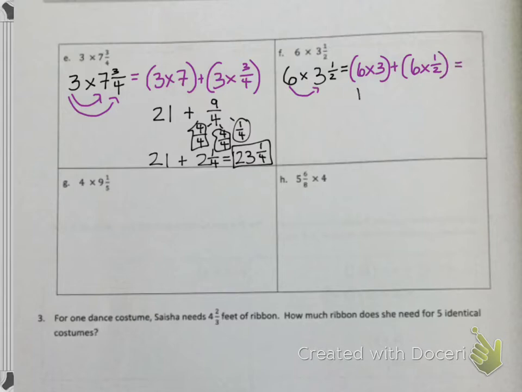My 6 times 3 is 18 plus, and then 6 times 1/2 is 6/2, and I know that 6/2 is 3 whole. So I have 18 plus 3 whole, and my final answer is 21 whole. Now, if you're not sure how I ended up getting 3 whole from 6/2, 2 goes into 6, 2, 4, 6 times. So it goes 2/2, 4/2, and 6/2, which is 3 whole.